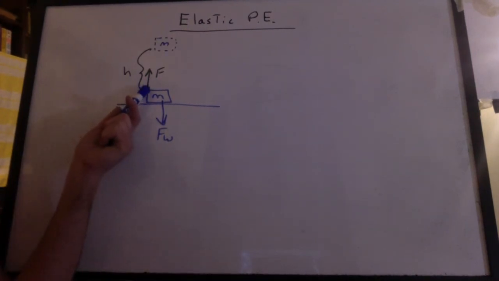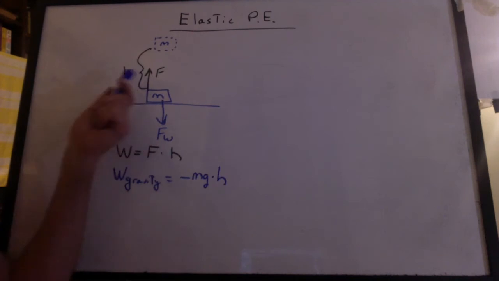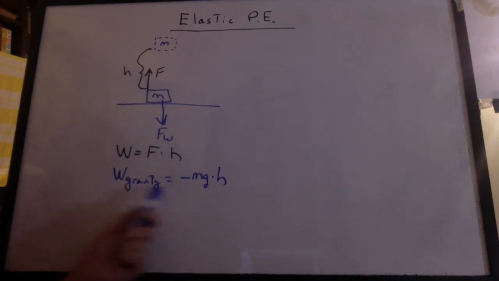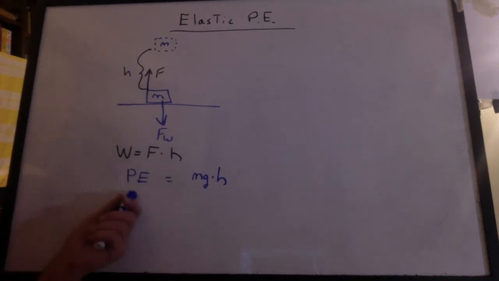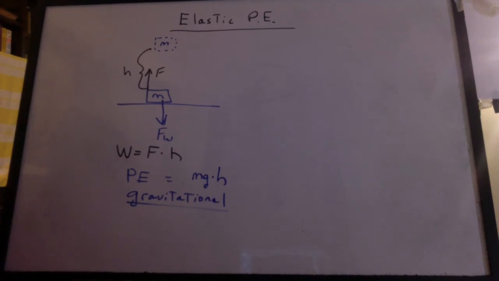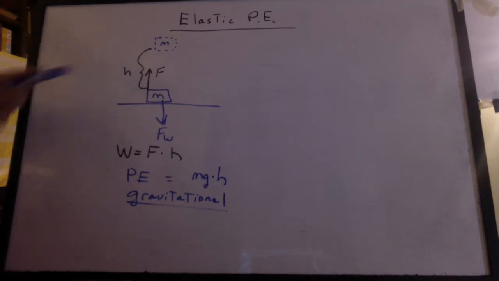What happens to the work that I do? The positive work that I do is taken away from this system by gravity. It does negative work, but that doesn't mean this work is gone. It's being stored as potential energy, gravitational potential energy. The block has the potential to fall back down.